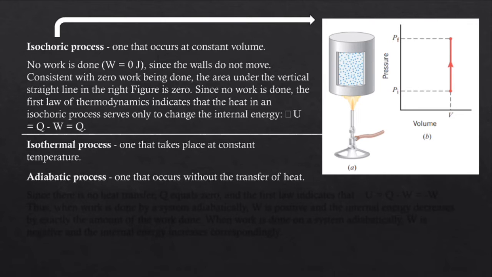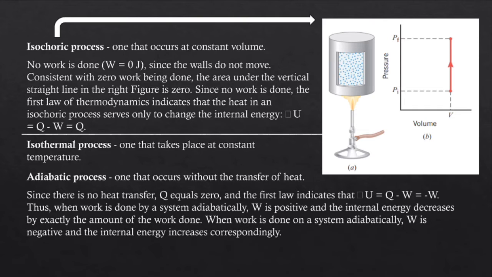Lastly, the adiabatic process, one that occurs without the transfer of heat. Since there is no heat transfer, Q equals 0, and the first law indicates that delta U is equal to Q minus W, which is equal to negative W because Q equals 0. Thus, when work is done by a system adiabatically, W is positive and the internal energy decreases by exactly the amount of the work done. However, when work is done on a system adiabatically, W is negative and the internal energy increases correspondingly.